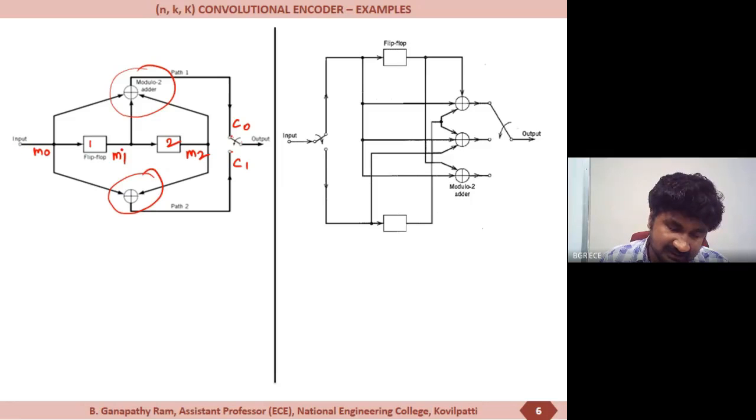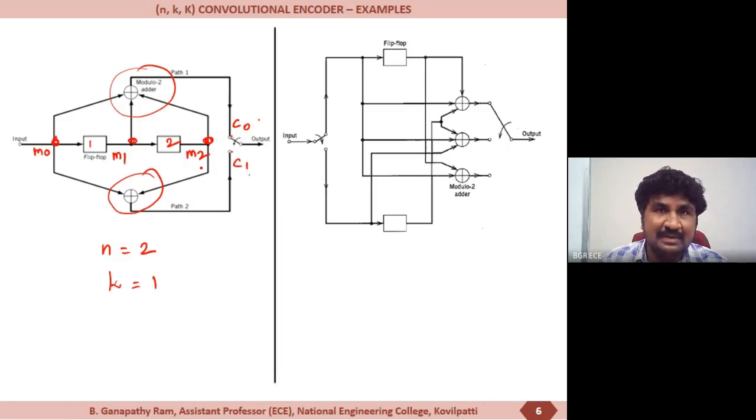And from this, there are two code word bits, so that we can say n is equal to 2. And there is only one input bit, so k is equal to 1. And all the three shifted bits are used to represent C0, but C1 requires only 2. But the maximum will be taken into the consideration for determining the constraint length. So the constraint length K is determined as 3, since M0, M1 and M2 are involved in generation of C0.